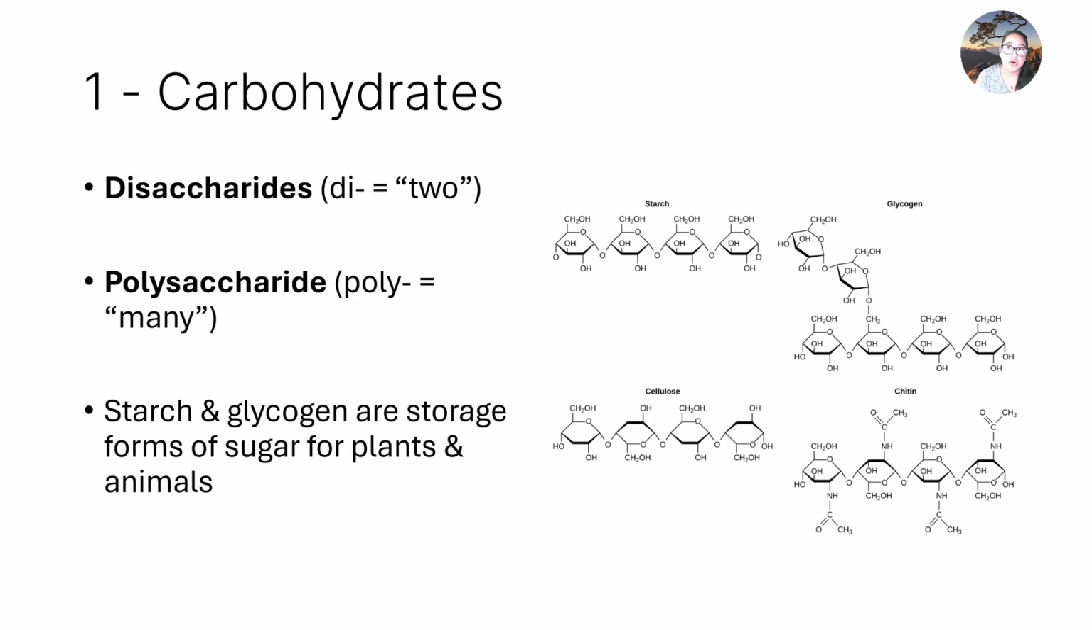And then if we don't use it all, then we can convert and rebuild molecules to store that energy. Plants use starch. So if you think about starchy vegetables, they have this molecule called starch. And in animals, we store sugar in the form of glycogen. So this molecule called glycogen we store, and then if we need more energy for activities, we can break down that bigger molecule into glucose.